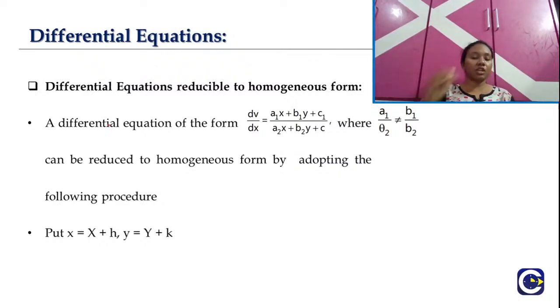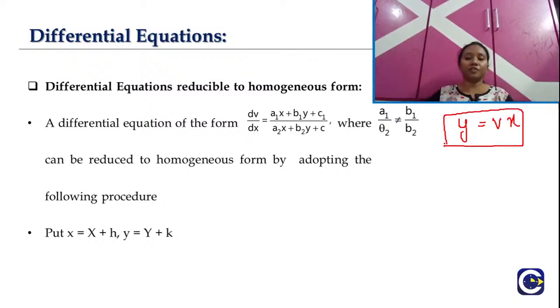We have already done the homogeneous format, so today we are going to see the differential equation reducible to homogeneous form. We have already learned the homogeneous format, where we solved by substituting y = vx in place of y and then simplified the homogeneous differential equation. Here comes another format, that is, the differential equation reducible to homogeneous form.